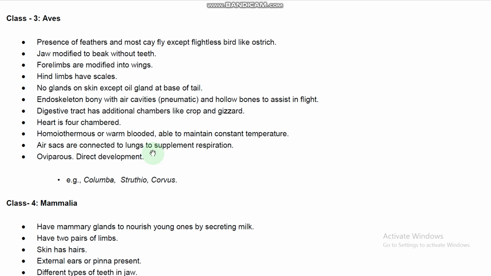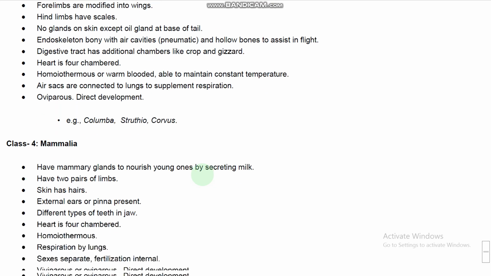Air sacs are connected to the lungs for supplementary respiration. How many air sacs? 9 air sacs are present, and they are oviparous with direct development, right. Laying eggs and development is direct development. There is no larva. Examples: Columba, pigeon, and Struthio, ostrich, and Corvus, crow, and there are so many examples given in the NCERT textbook. Go through the examples also, right.